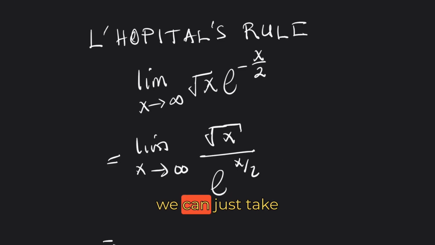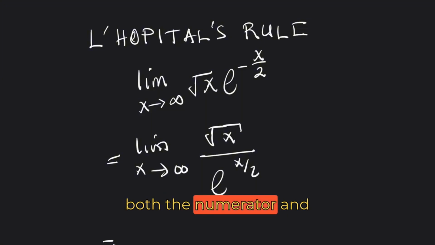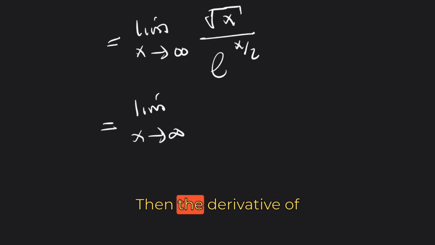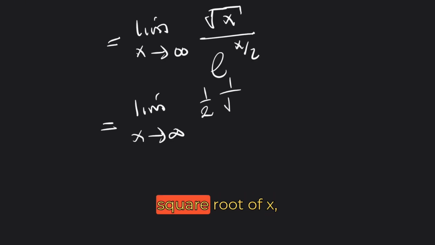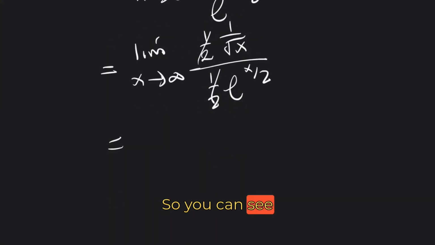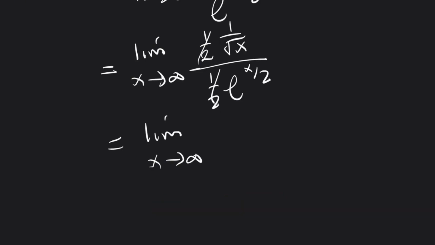So what we can do is take the derivative of both the numerator and the denominator. So this is just the same as the limit as x goes to infinity of, the derivative of the square root of x, which is 1 over 2 times 1 over the square root of x, divided by the derivative of e to the x over 2, which is 1 over 2 times e to the x over 2. Obviously the 1 over 2 and 1 over 2 cancel, so you can see that this simplifies to the limit as x goes to infinity.